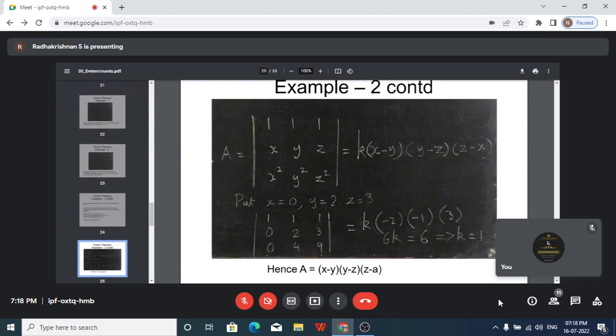So that becomes 6, right? On the left side, k into x minus y into y minus z into z minus x: if you substitute x equal to 0, y equal to 2, z equal to 3, it becomes 6k. So this one is 6. So 6k equal to 6. That is how we determine that k equal to 1.